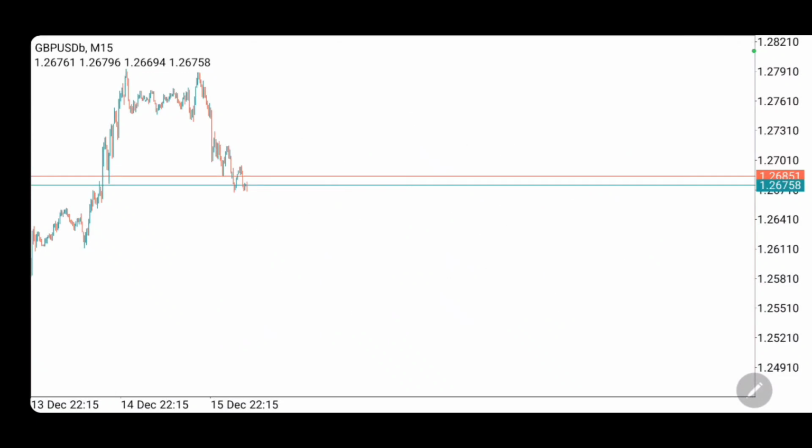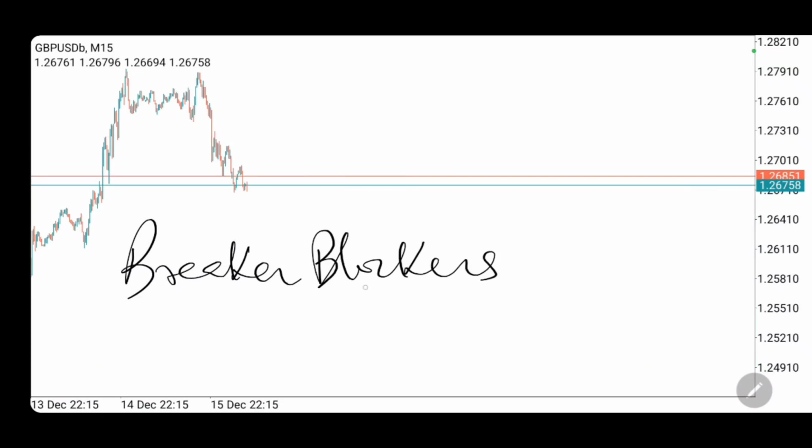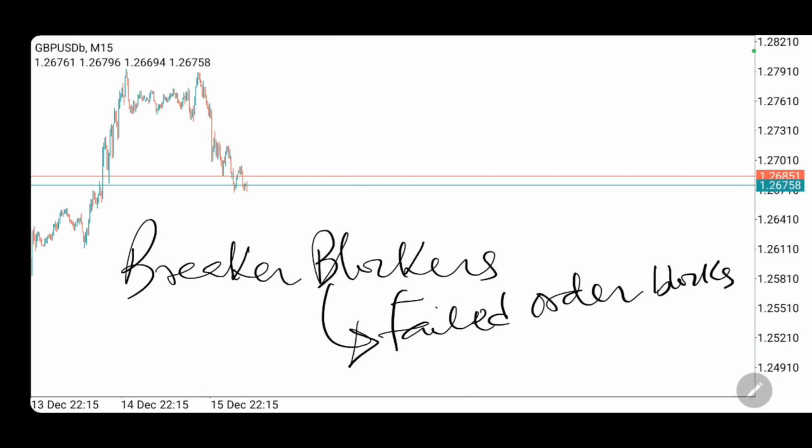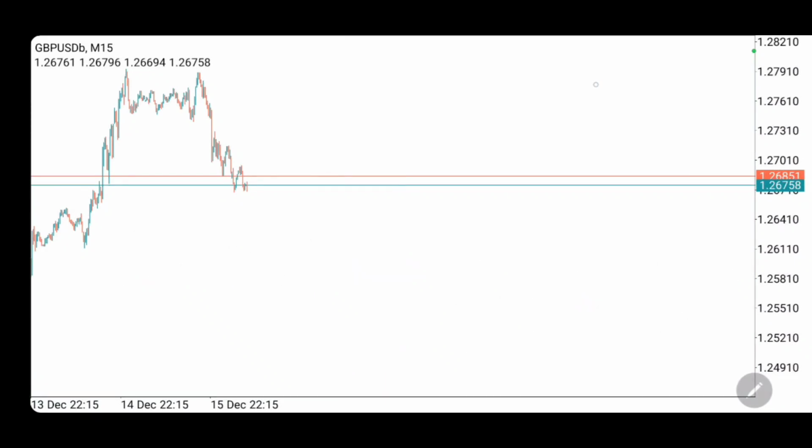We're talking about order blocks, and breaker blocks. So what are breaker blocks? Breaker blocks are actually nothing but failed order blocks, where price now comes to mitigate the failed order blocks. All right, so now what are order blocks? Order blocks are just your regular demand and supply zone.